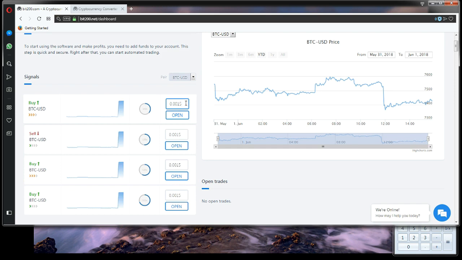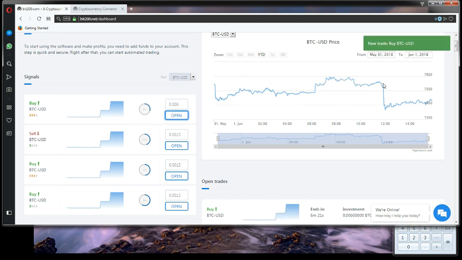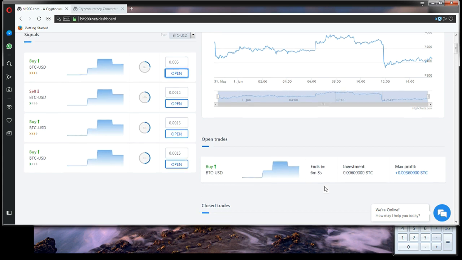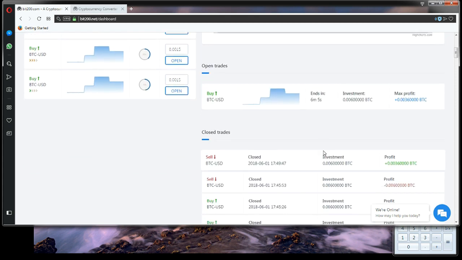Okay, so this is the recommended amount. I will type in the biggest amount available. Okay, so now the software will open the trade. As you can see, a notification. Here it is under open trades, amount of investment and possible profit. The software will keep the trade open for 6 minutes. In the meantime, I will show you the results.